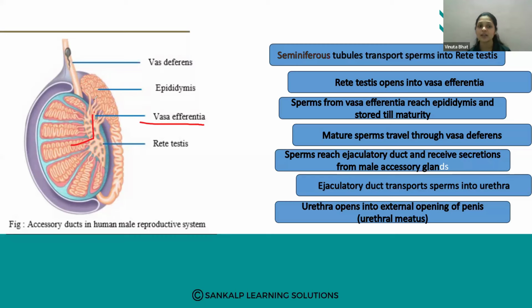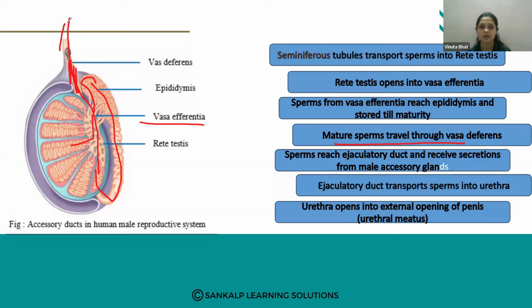Vasa efferentia ದಿಂದ ಎಲ್ಲಿ ಅದು ಸ್ಟೋರ್ ಆಗುತ್ತೆ, that is in the epididymis. Okay, so in this epididymis, the maturation of the sperm takes place. Then the mature sperms travel through the vas deferens. So the mature sperms transfer, so here there is a connection through the vas deferens.